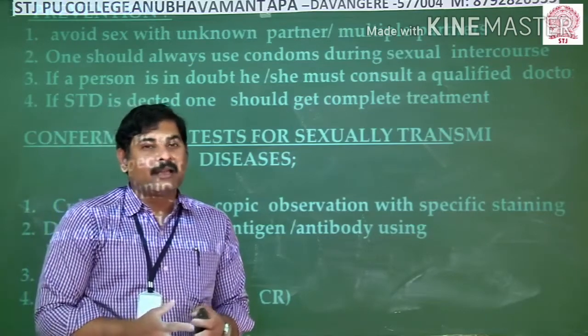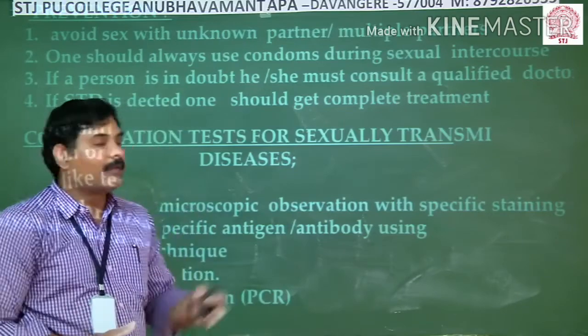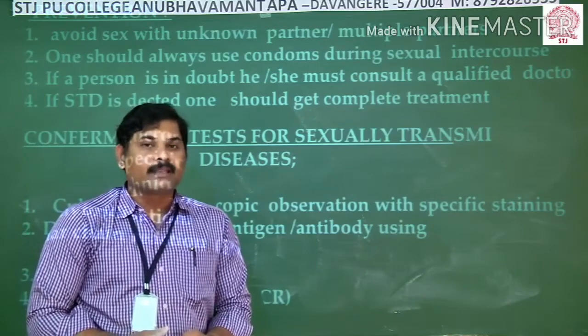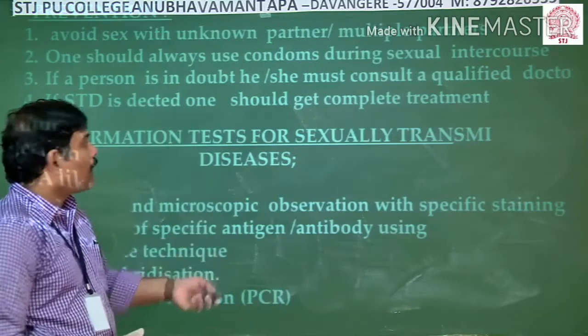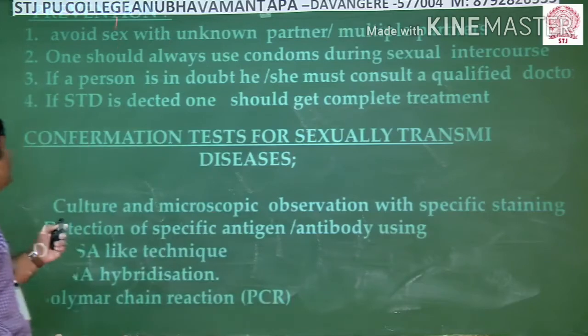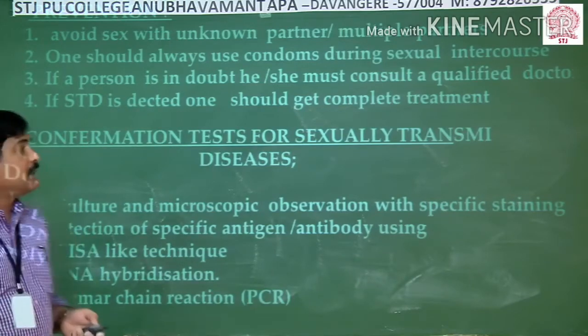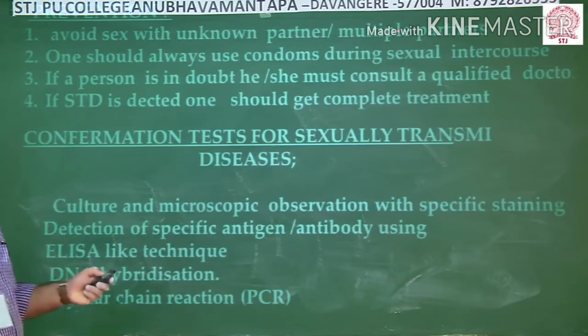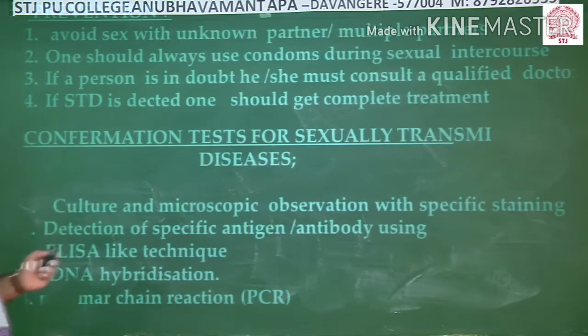Now let us see, as an old proverb says, prevention is better than the cure. Even yesterday I explained all these things in detail, but I have to remind the points again. So what is the prevention method for all these diseases? One is to avoid sex with unknown partners as well as multiple partners. And one should always use condoms during sexual intercourse. The condoms not only act as a barrier, they also protect us from sexually transmitted diseases.